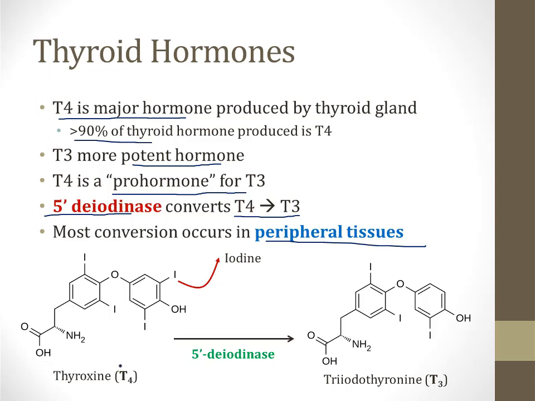If you look at the bottom left side of the screen here, this is the structure of T4. The enzyme 5'-deiodinase can remove an iodine from the 5' position. That's how the enzyme gets its name, and when this iodine is removed, the structure you are left with is the structure of T3, or triiodothyronine.